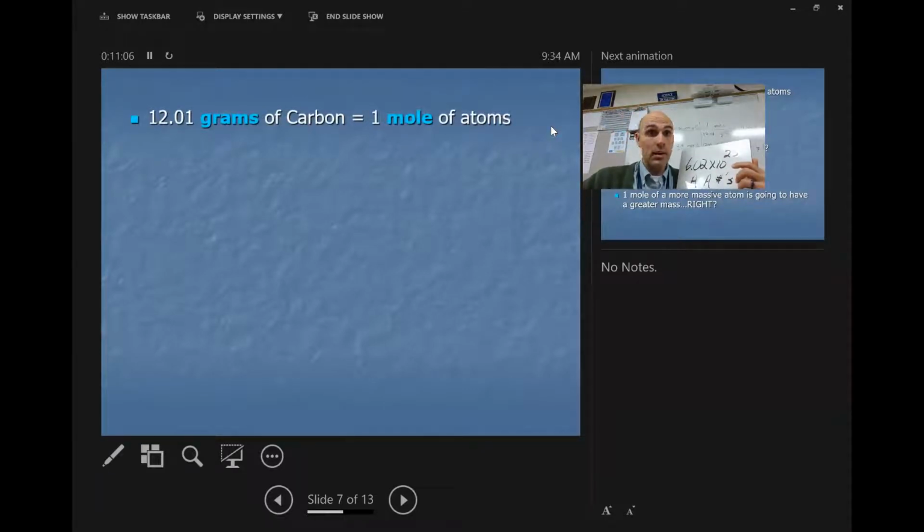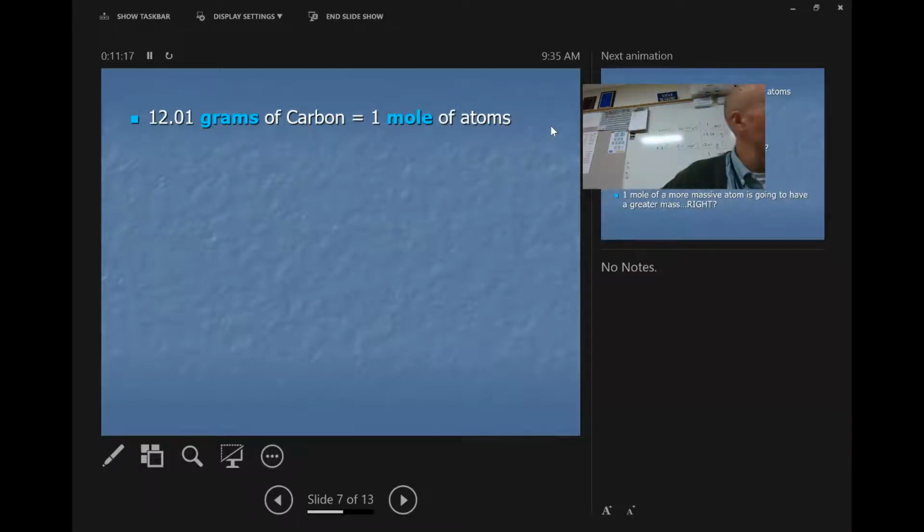All right, here we go. 12 grams of carbon is 1 mole of atoms. Now, how did I just get that? How did I make that up? I'm going to get another whiteboard here. Did I just make that number up? Did I just make up the 12.01? No, I got it from a very specific spot. Did I magically pull it out of thin air? No, not at all. I looked at something very, very important.